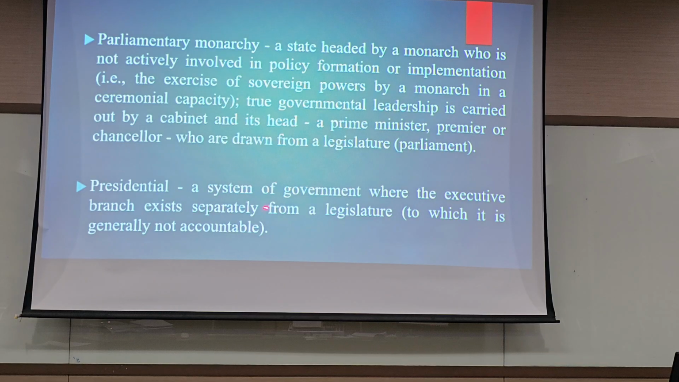Presidential: a system of government where the executive branch exists separately from a legislature, to which it is generally not accountable. Is the Nigerian legislature accountable to the president? Yes, no. Because Nigeria is practicing federal. Yeah, that is the right word. It's supposed to be a watchdog.